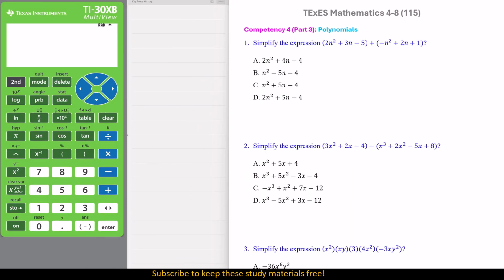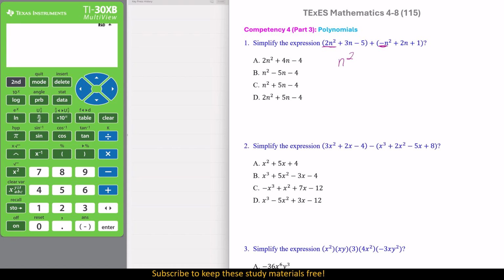Number 1, simplify the expression 2n squared plus 3n minus 5 plus, in parentheses, negative n squared plus 2n plus 1. Okay, well, you just combine like terms. So let's begin by doing that. We need to add 2n squared to minus 1n squared. So that just equals n squared.